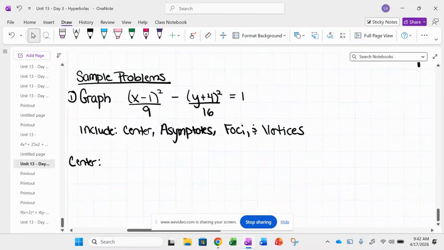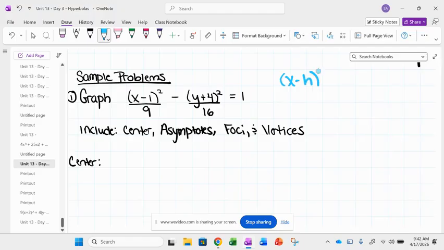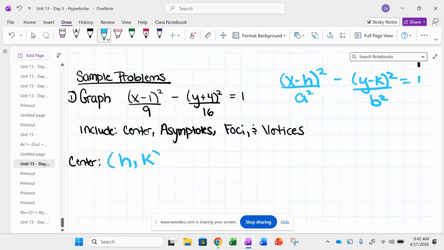So just to remember, the equation of a horizontal hyperbola is (x minus h) squared over a squared minus (y minus k) squared over b squared equals 1. And the center, if we remember, is h comma k. So our center for this hyperbola is going to be the point (1, negative 4). Is anybody confused with how I got a positive 1 and negative 4? Are we all good with that? Okay, so let's keep going.